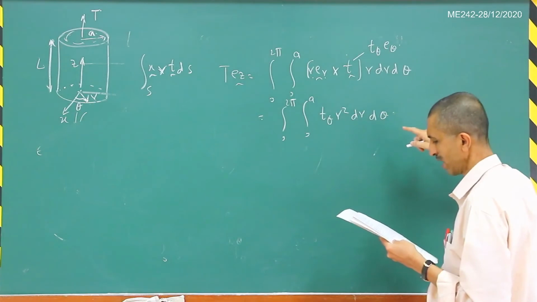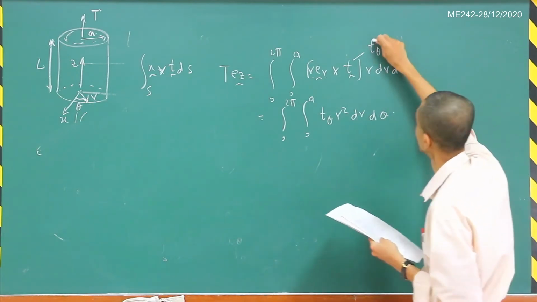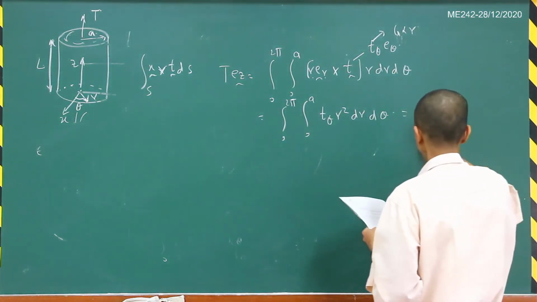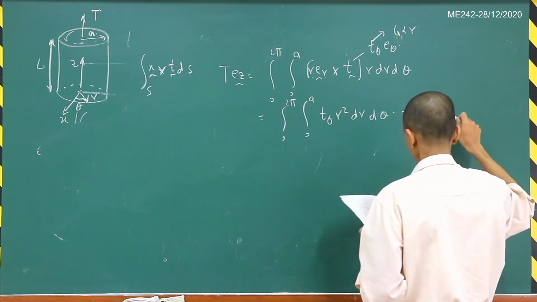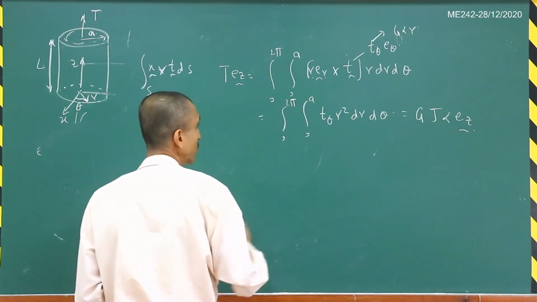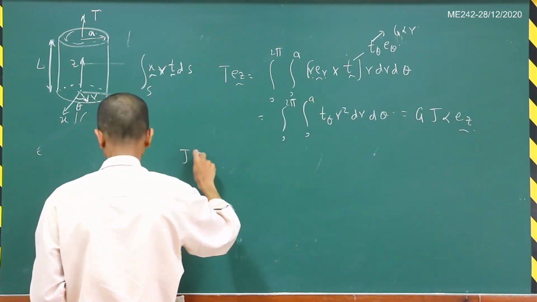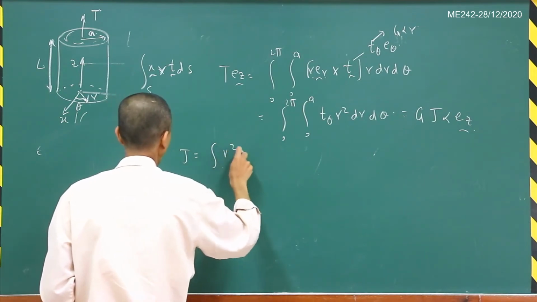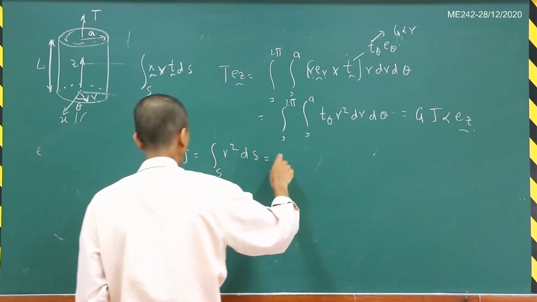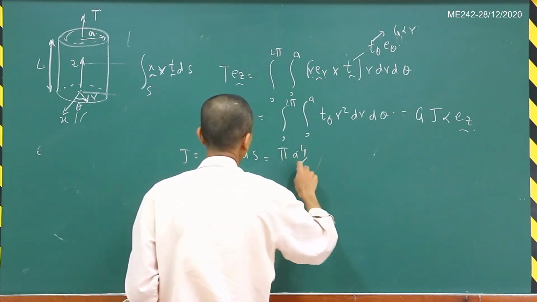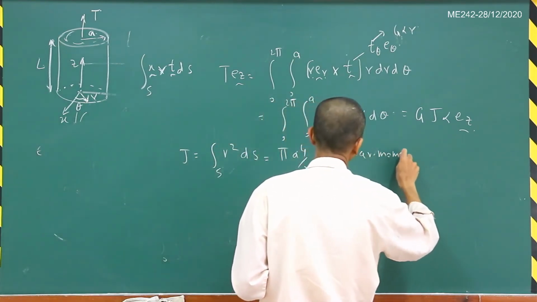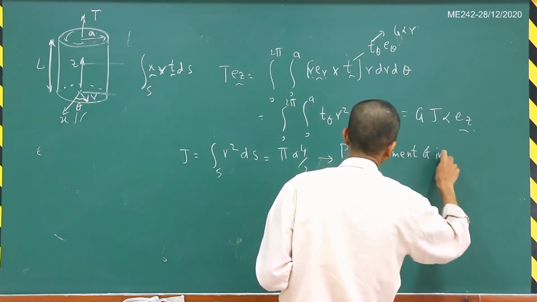And if you substitute now G alpha r for t_theta, then what you will get is G times J times alpha times E_z. So this is what you will get here. And J now is the polar moment of inertia, equal to the integral of r squared dS over S, so that is equal to pi a to the 4 by 2, and this is nothing but the polar moment of inertia. Right?